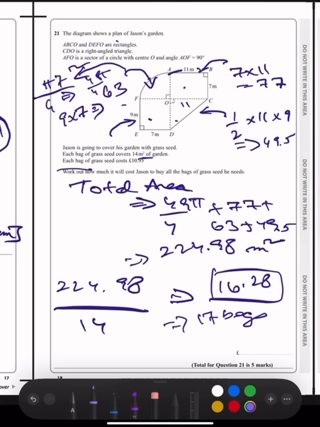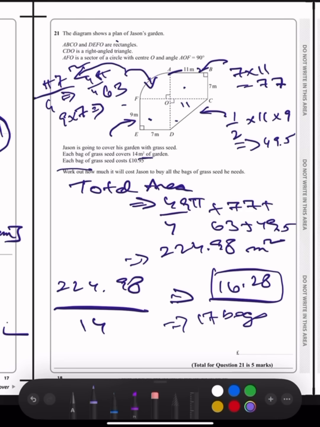Which clearly means here that we already found the area for this one, and now they said that each bag of grass covers 14 meters. So if one covers around 14 meters, how much does 224.98 cover? So we basically divide, right? 224.98, we've been given areas. So 224.98 divided by 14, which gives us 16.28, which is basically equal to around 17 bags.